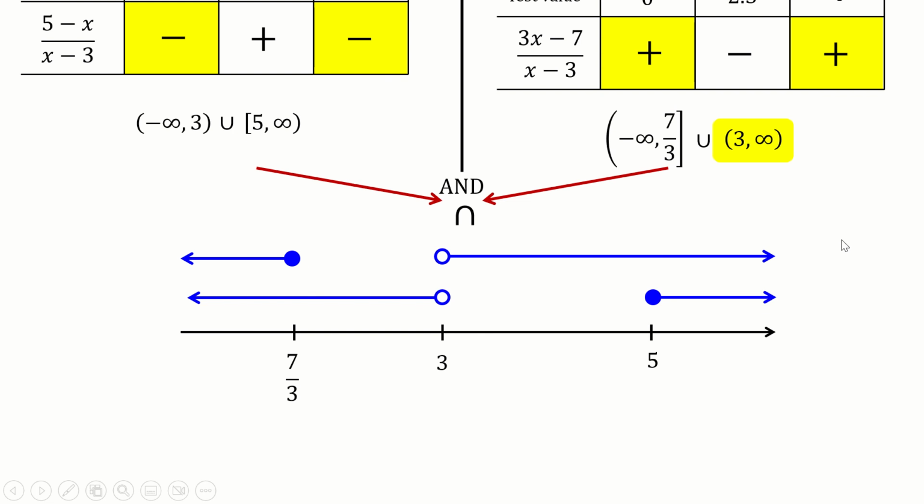Alright, so for the intersection, we must take the interval where the lines intersect each other. The area where the lines intersect is less than 7 over 3 and greater than 5. So we take those intervals. The first one is from negative infinity to 7 over 3, or from 5 to infinity. So this is the solution for the inequality.